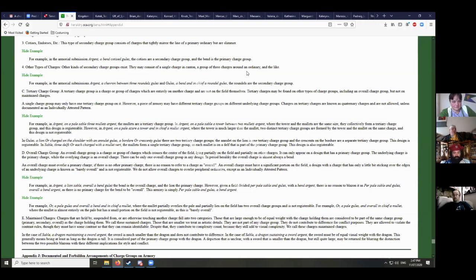The secondary charges are on the field, around or between the primary charge group, and generally smaller than the primary charge group. Almost always they are. There are some very niche cases, which I'm not bringing up because it's just poor form. Your primary charge needs to be big, bold, and butch. Your secondary charges need to be big enough to be identifiable. Do I have any questions from anyone on primaries and secondaries?